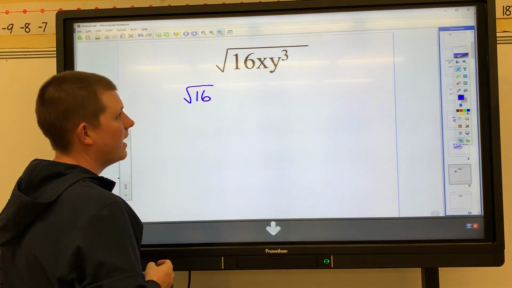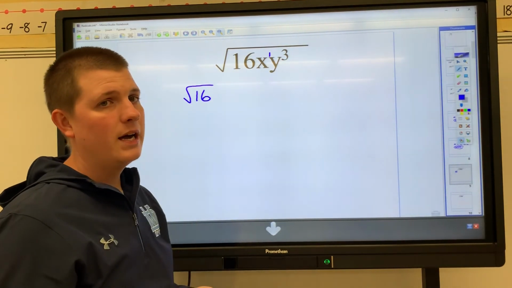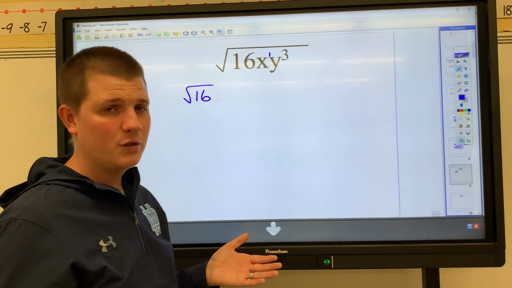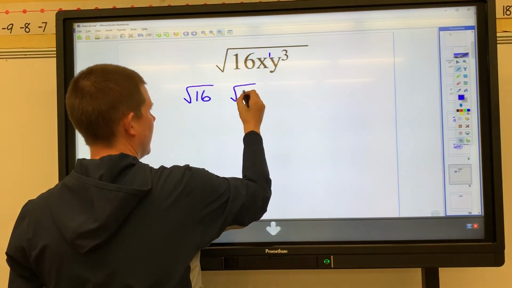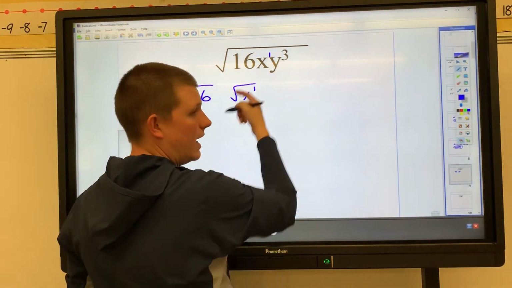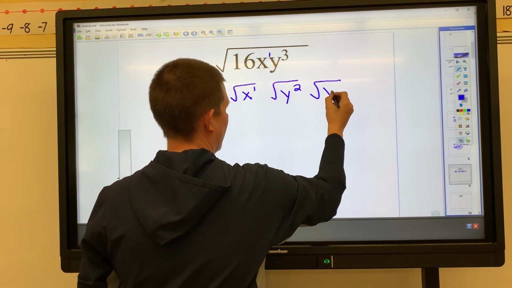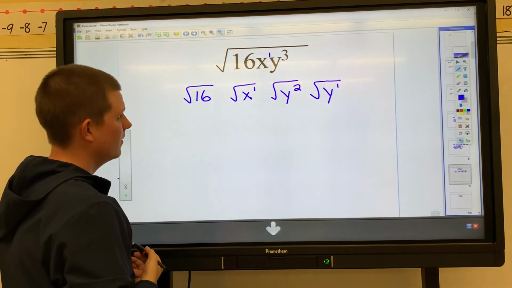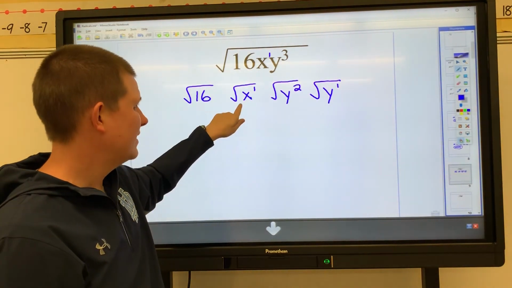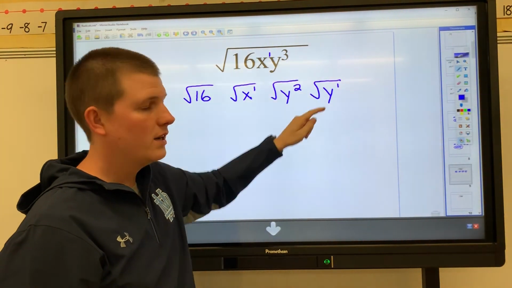X is to the 1st. Now, this is actually to the 1st, okay? But it's odd. So we talked about when it's odd, you have to split it up. But since it's to the 1st, I can't really split it up. So we're just going to leave it as x to the 1st. Now, y to the 3rd is odd, so I need to break it up into y to the 2nd and y to the 1st. Okay, 16 is a perfect square, so it just stayed there. X to the 1st stays x to the 1st. I can't break that up. Y to the 3rd becomes y to the 2nd and y to the 1st.